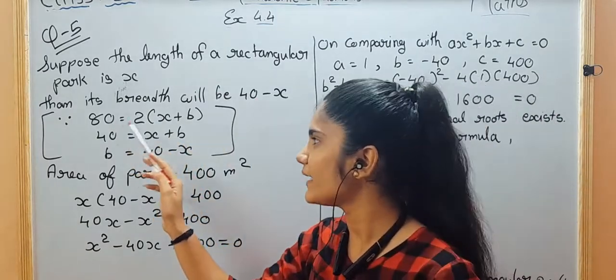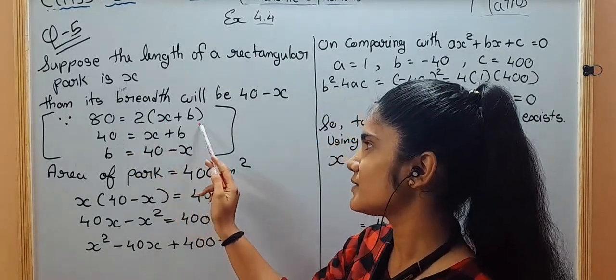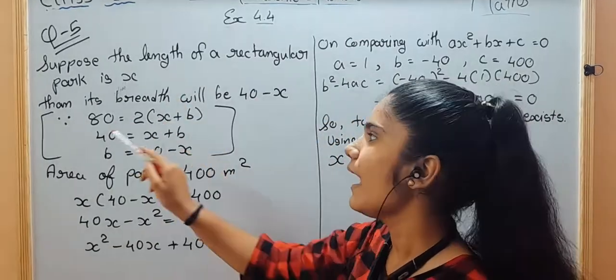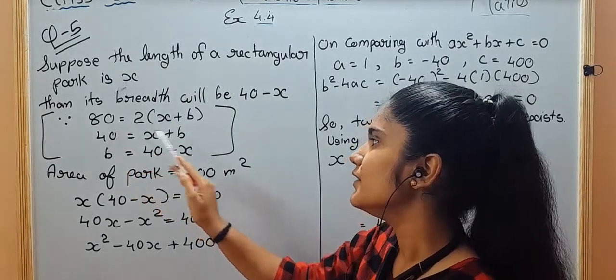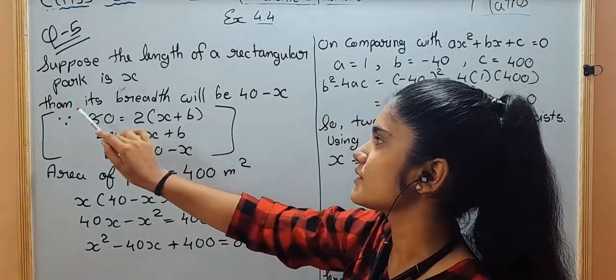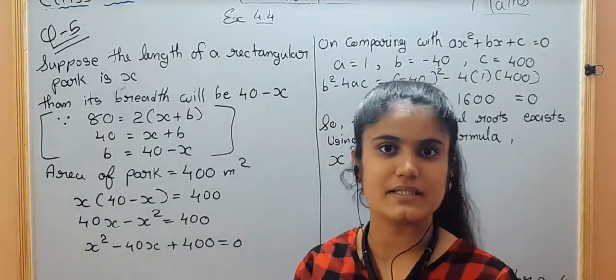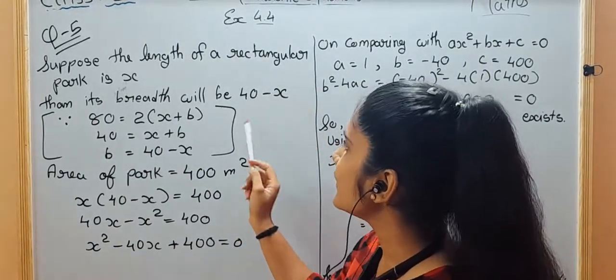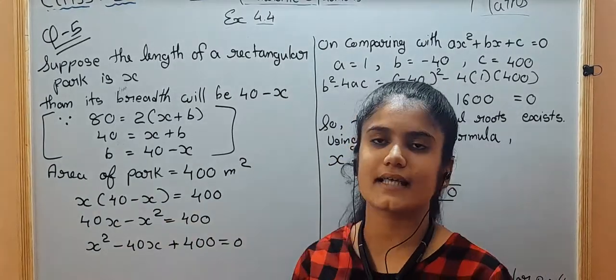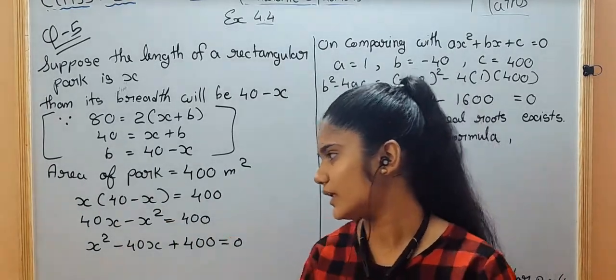Then its breadth will be 40 minus x, because the formula of perimeter is 2 into L plus B. We have taken L as x and the perimeter is given as 80, so B is equal to 40 minus x. The area of the park is 400 meter square, which is given. So length into breadth, x into 40 minus x, is equal to 400.